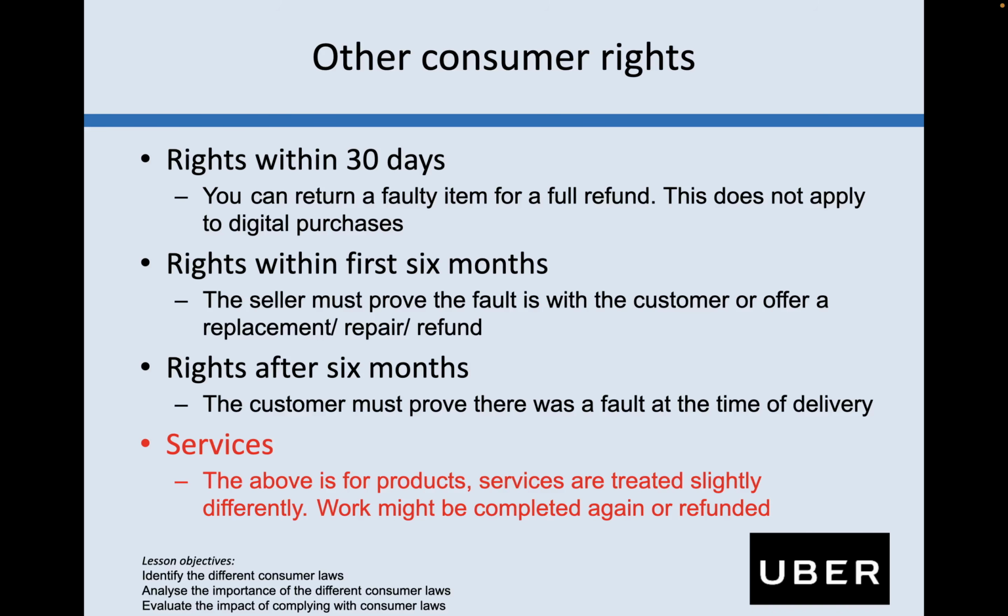Within the first 6 months, the seller must prove the fault is with the customer or offer a replacement, repair or refund. So if something goes wrong within the first 6 months, you can still return for a replacement, repair or refund. The retailer, the business, will decide what they want to do. So they may just decide they're going to refund you, or they might want to repair it first. After 6 months, you would need to prove that it was faulty at the time of delivery, which is obviously really difficult. So your best advice is, if you notice a problem, try and return it within the first 30 days, or if not 6 months. After that, it can be really difficult to do a return.